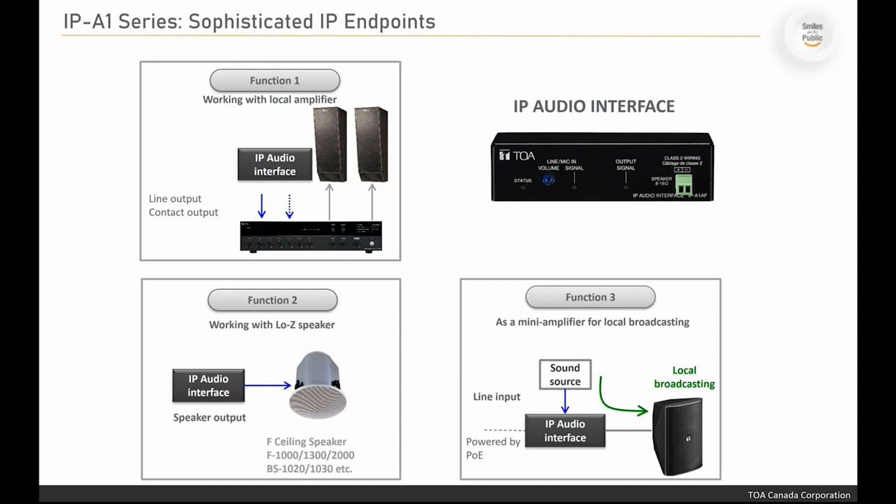The second function, it is an IP low impedance amp. So the device can work as an IP low impedance amplifier that simply connects to low impedance speakers. The third function, it is an independent or standalone amplifier, which is simply powered over Ethernet. Reminder that this device has a sound source line input. So the device can act as an independent amplifier and connects to a local or low impedance speaker.